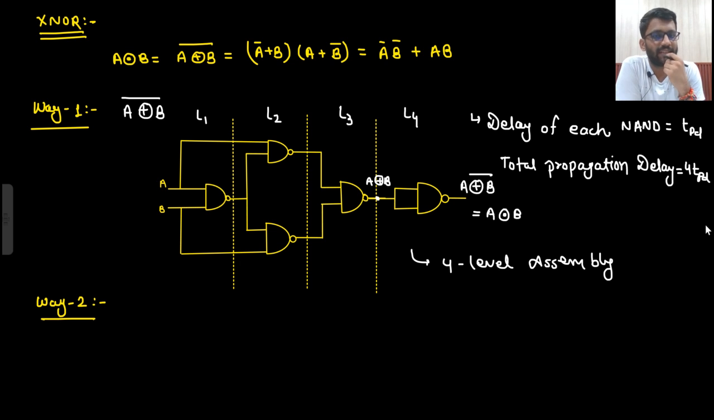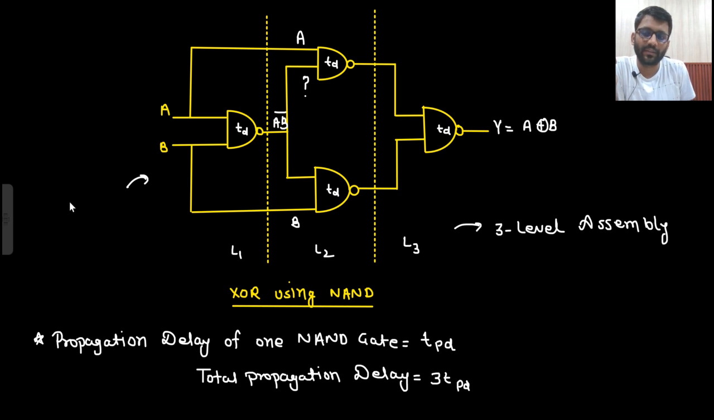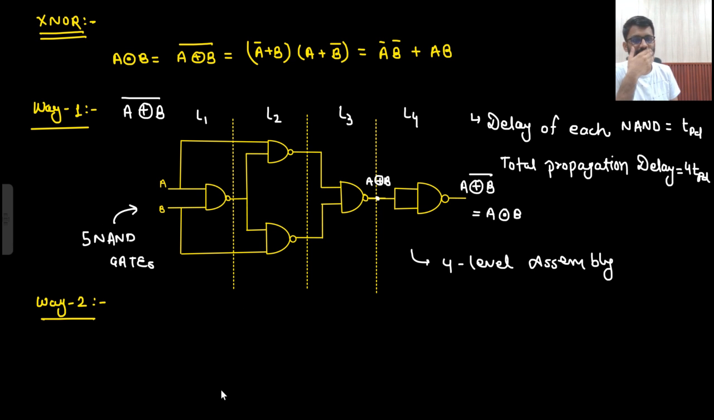Now my question is, is this the best way of implementing this function? Your answer is no. This is not the best way. There could be another way as well. Look, how many NAND gates did you require? 5 NAND gates. Here, how many NAND gates do you require? 4 NAND gates. And here you required 5 NAND gates. So the number of gates is 5, that is good, but the propagation delay is 4 TPD.